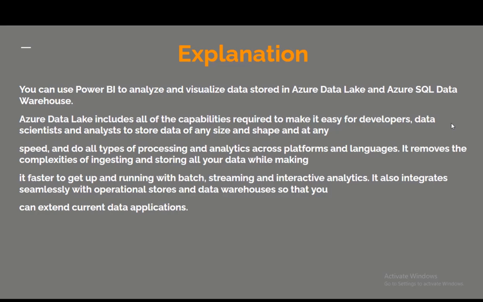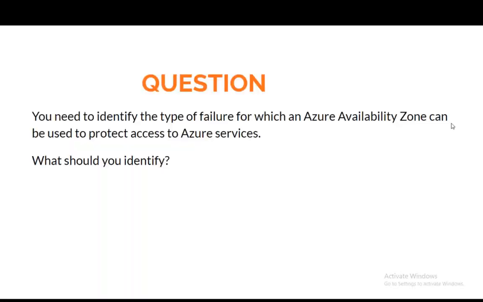Next question. You need to identify the type of failures for which an Azure availability zone can be used to protect access to Azure services. What should you identify? And here are the options. Option A, a physical server failure. Option B, an Azure region failure. Option C, a storage failure. And option D, an Azure data center failure. And the correct answer is option D, an Azure data center failure.